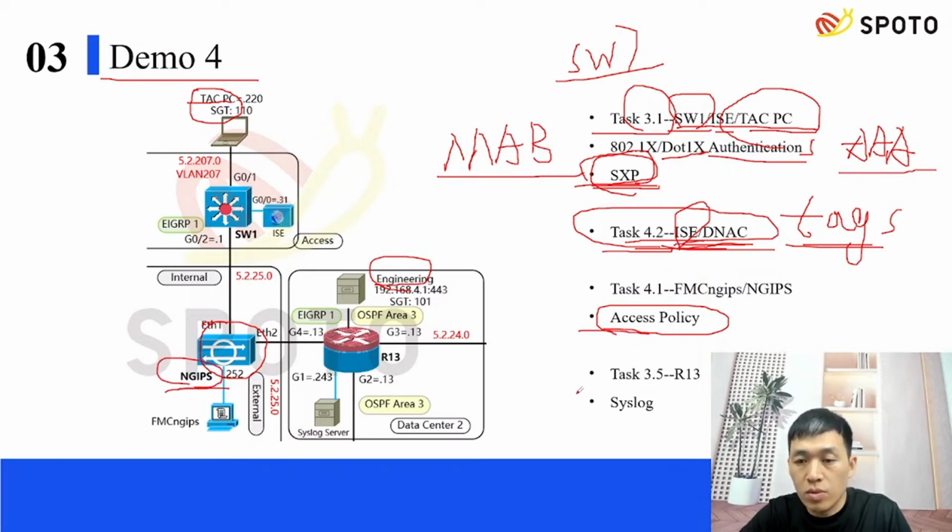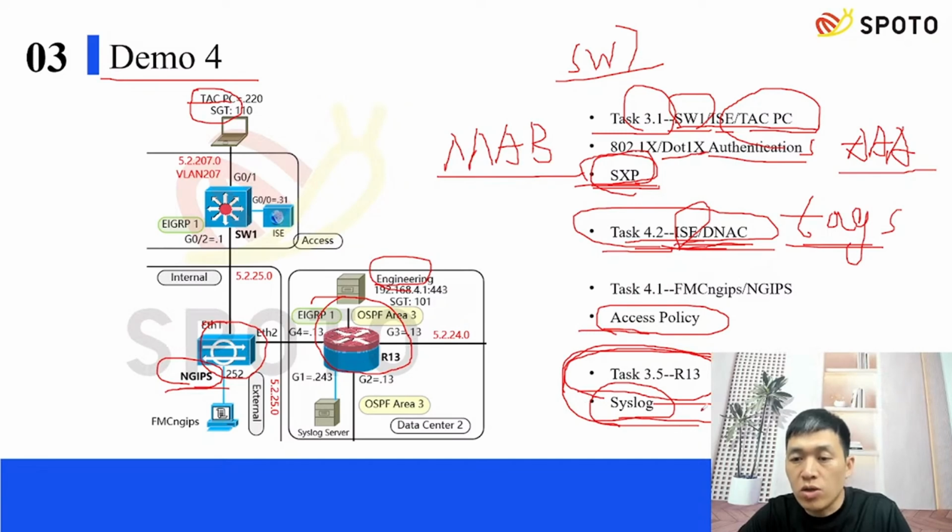Okay, and this one, task 3.5 about syslog, is an independent task too. We will deploy syslog here, and same as the previous version task, they add more requirements for this task. Basically, it's very easy to configure and deploy this task. Okay.